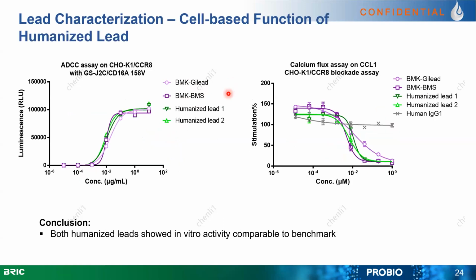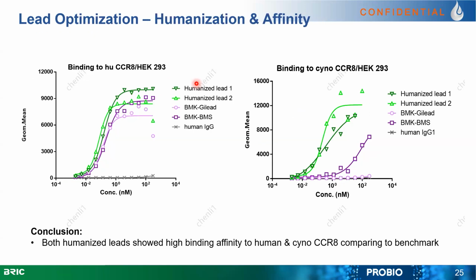Based on these data, the top two candidates were selected for humanization and the reconfirmation of the in vitro efficacies by ADCC and calcium flux assays in comparison with these two clinical benchmarks. Besides functionalities, binding affinities towards the human and cyno CCR8 cell lines were measured by FACS. And these two humanized candidates demonstrated much better cross-binding affinities to cyno CCR8.